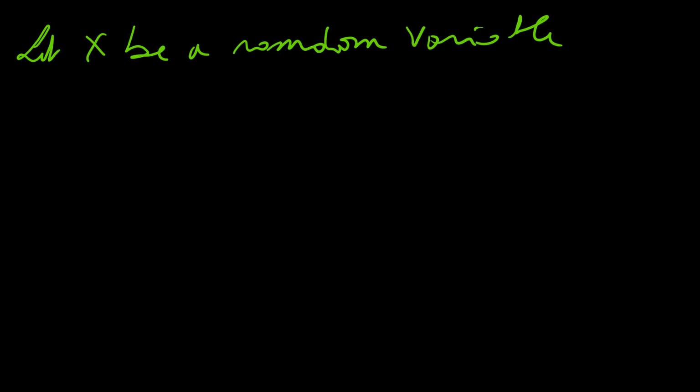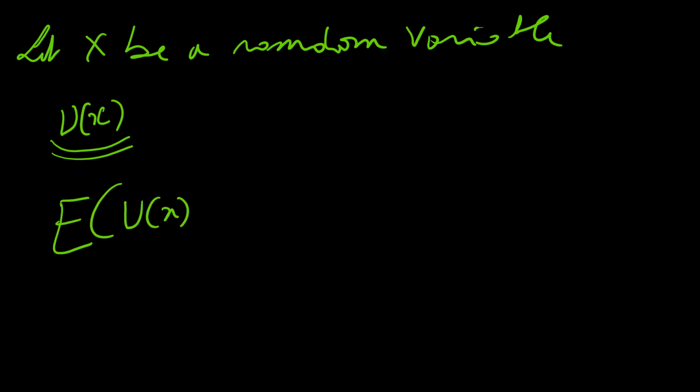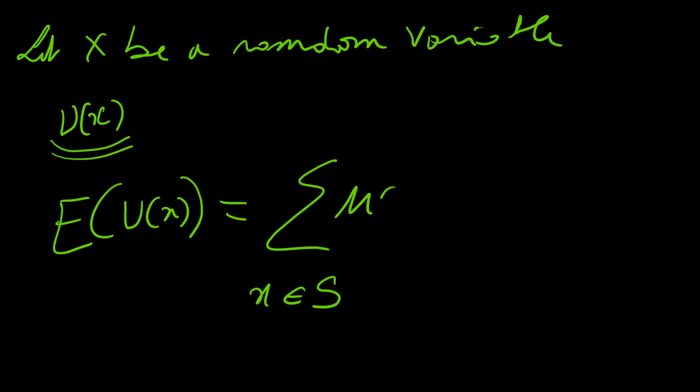So if you have any function u of x, this is a function of x. I'm just going to pick a general case. Most of the time you're going to have to find the expectation of x, but if you assume that for any function u of x, the expected value of u of x is equal to the summation, this is for the discrete case, the summation of the x in the sample space of u of x, f of x.